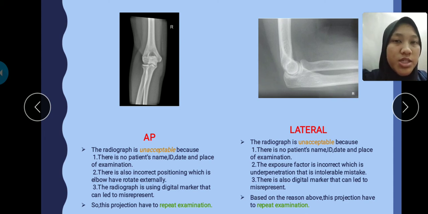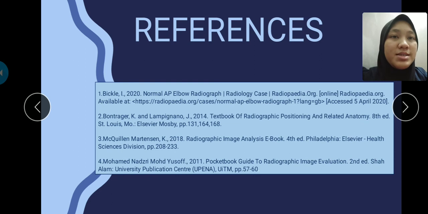For lateral projection, also unacceptable because there is no patient's name, ID, date, and place of examination. Second, the exposure factor is incorrect, which is under penetration. Third, there is also digital marker that can lead to misrepresentation. So based on the reasons above, this projection also needs to repeat examination. So this is my reference.